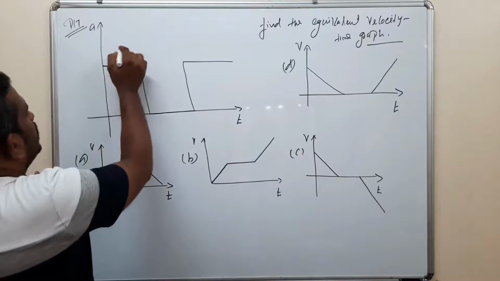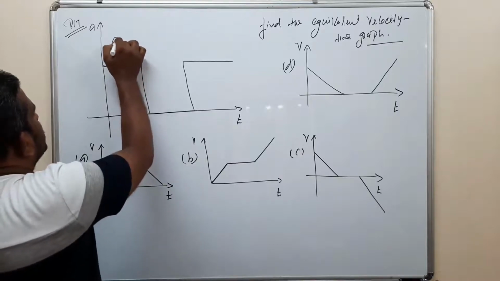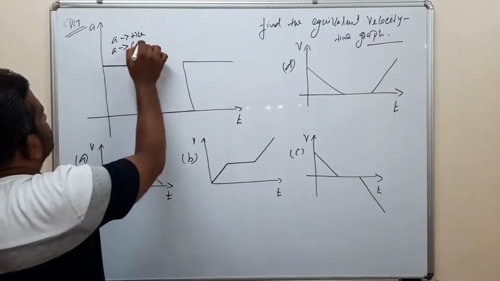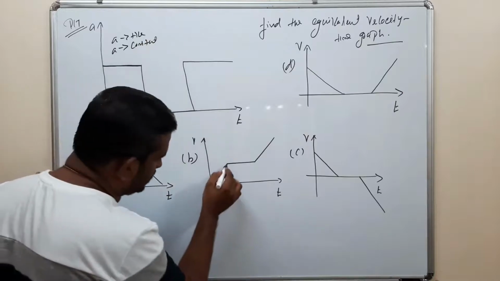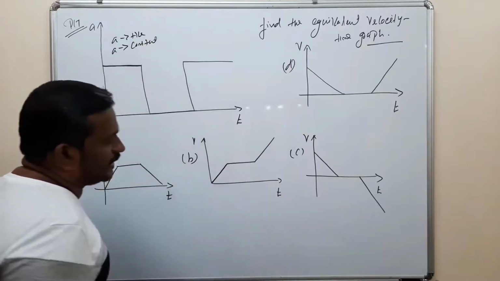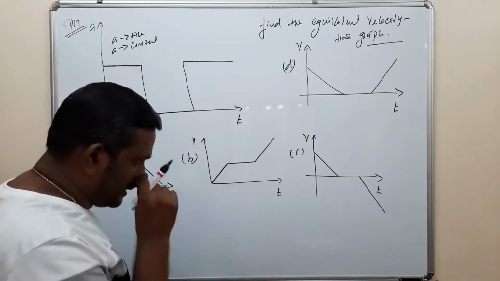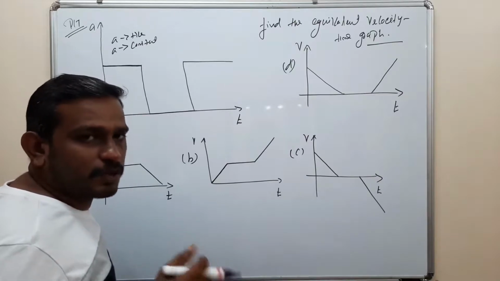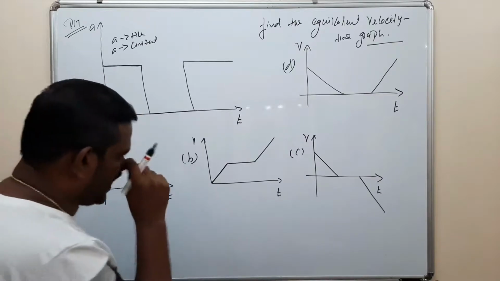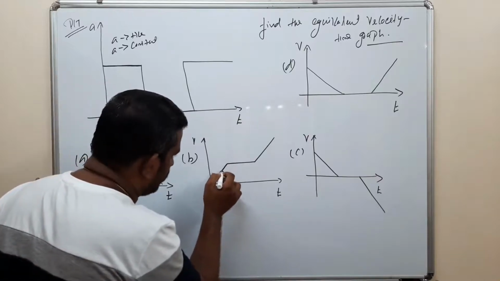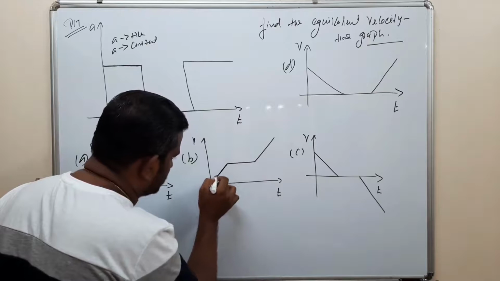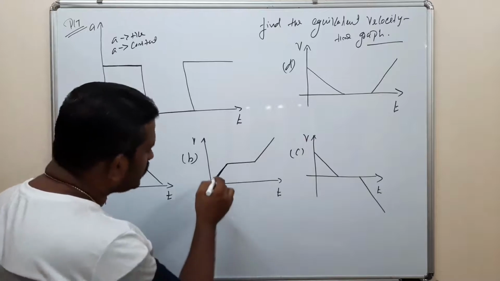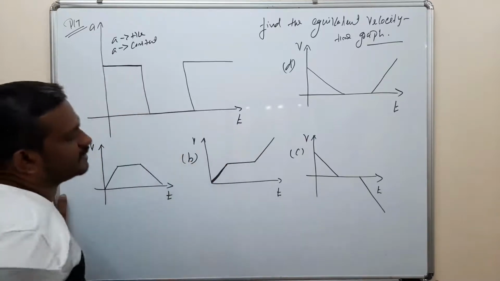So here the first thing is that acceleration is positive and constant. The angle of the slope is less than 90 degrees, so the acceleration is positive. Tan theta positive means slope positive, and slope positive means acceleration positive. Also, if you find the angle at each and every point, the angle is constant. Therefore, acceleration is constant.